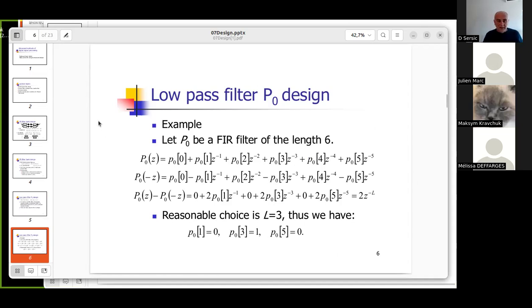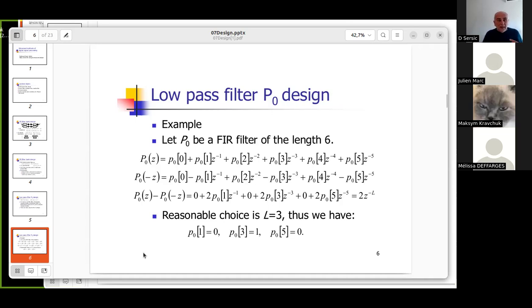So we have 6 numbers. Here we have P0 of 0, P0 of 1, 2, 3, 4, and 5. I mean, the 6 coefficients correspond to different delays. So this is the delay 0, delay 1, delay 2, delay 3, delay 4, and delay 5. So an FIR filter of the length 6 has a delay of 5. And any numbers work. If you want such a filter to be a low-pass filter, then you have to take care about its frequency response, but don't care for the moment.